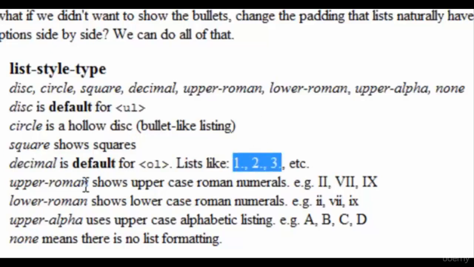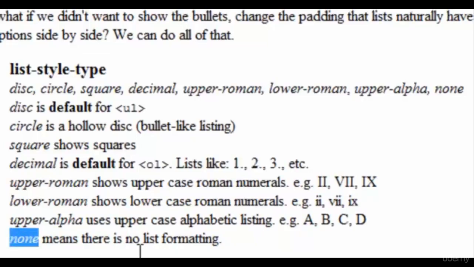Upper Roman shows uppercase Roman numerals, so we would have 2, 7, and 9. Lower Roman, which shows lowercase numerals. Again, we have 2, 7, and 9. We have upper alpha, which uses uppercase alphabetic listing, so A, B, C, and D. Or we can choose none, which means that there is no list formatting, no bullets whatsoever.